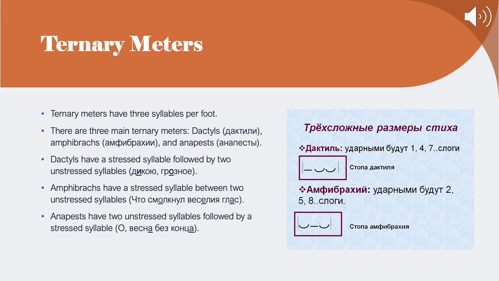And really, with ternary meter, once you get into the middle of the line, they're all the same because it's stress, unstress, unstress, stress, unstress, unstress, stress. So the only difference is at the beginning or the end of the line. And so you just want to look and see where the first stress is and where the last stress is in the line. And that will tell you whether you have a dactyl, an amphibrach, or an anapast.